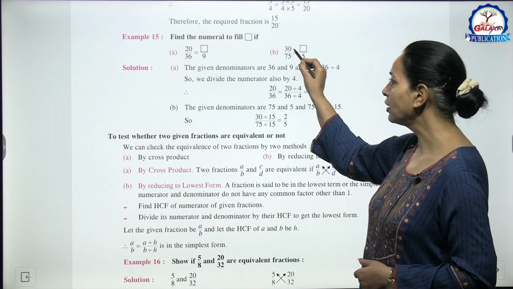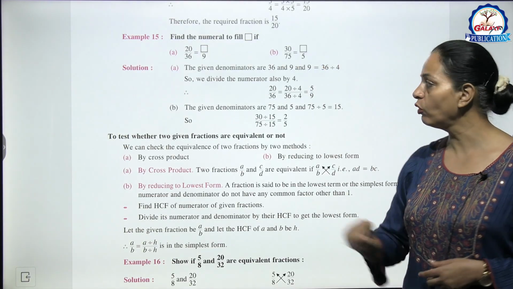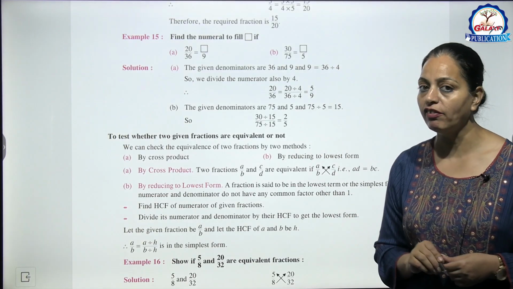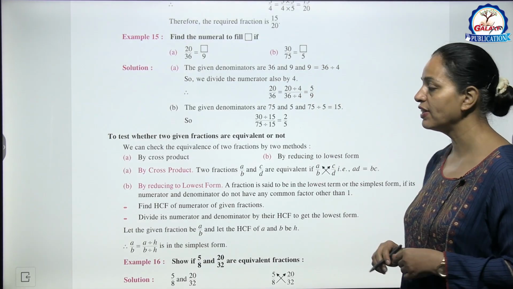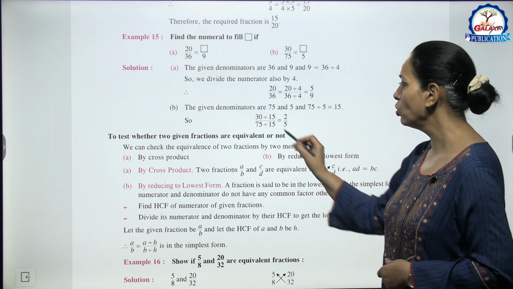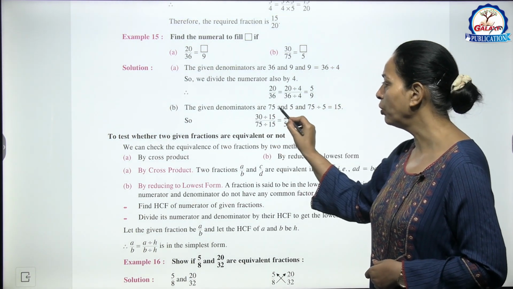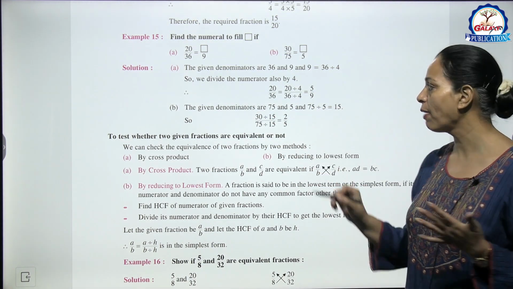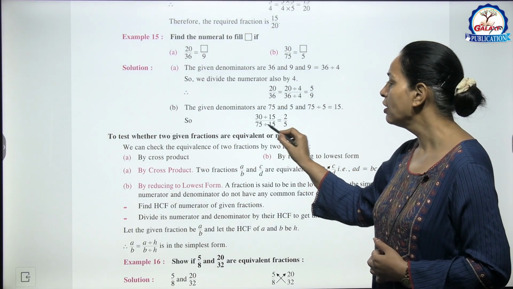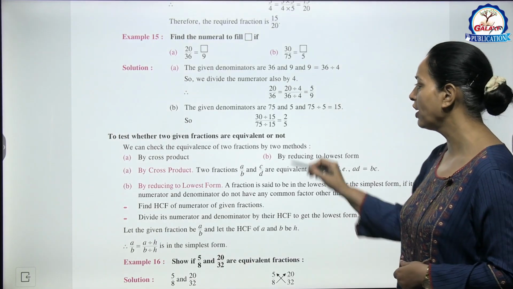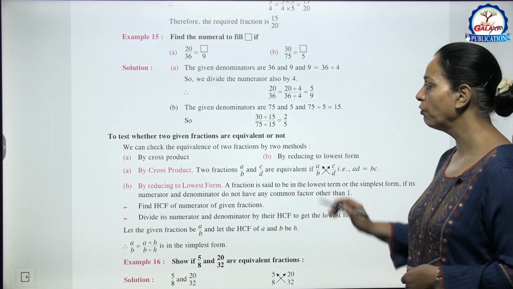Now B part, 30 upon 75 equals to this box upon 5. अब 75 से 5 कैसे आएगा? If we divide 75 by 15, so divide the given denominators and numerators by 15. So we are getting 30 divided by 15, 75 divided by 15. Answer is 2 upon 5.